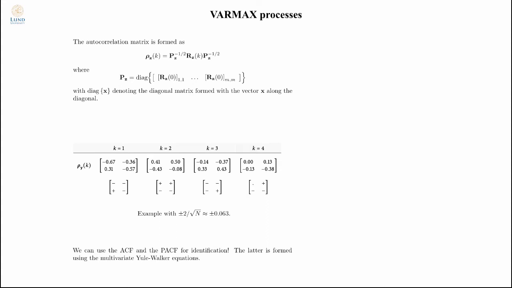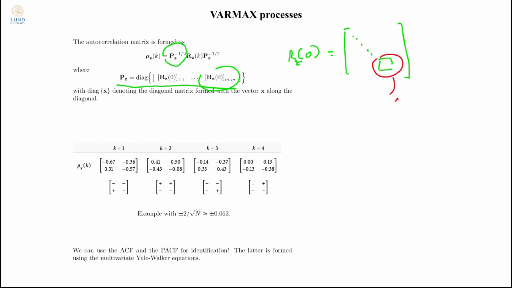Notice again that the ACF here is a function of matrix indices, so each index in my ACF is a matrix. I form that by scaling, but instead of dividing by R of 0 as I did before, I will need to scale each index using a diagonal matrix formed like this. Here the mmth component is the same thing as saying that I take the matrix Rz of 0 and take the mmth element in that. So this would be the mmth element.